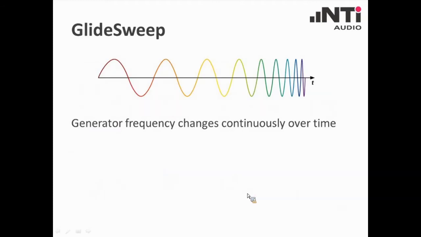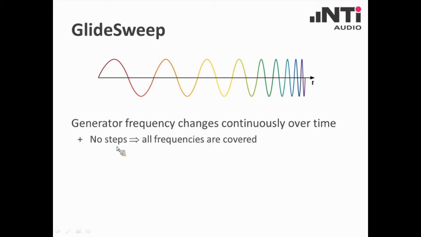Now let's take a look at the second group, the alternative to the step sweep. Here we call it the glide sweep. And the key characteristic of a glide sweep is that the generator frequency changes continuously. We have no longer steps as with the frequency step sweep. Here we have a continuous increase of the generator output frequency. Glide sweeps have a couple of advantages. The first one is quite obvious.